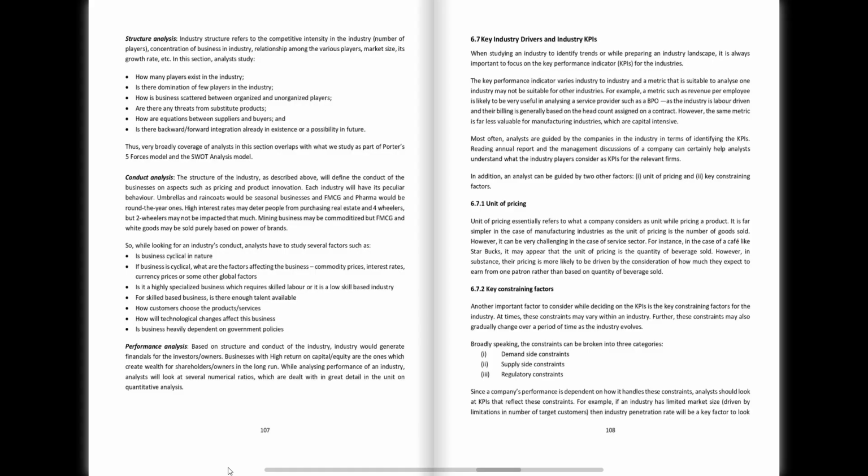In addition, an analyst can be guided by two other factors: 1. Unit of pricing, and 2. Key constraining factors. Unit of pricing. Unit of pricing essentially refers to what a company considers as the unit while pricing a product. It is far simpler in the case of manufacturing industries, as the unit of pricing is the number of goods sold. However, it can be very challenging in the case of the service sector.